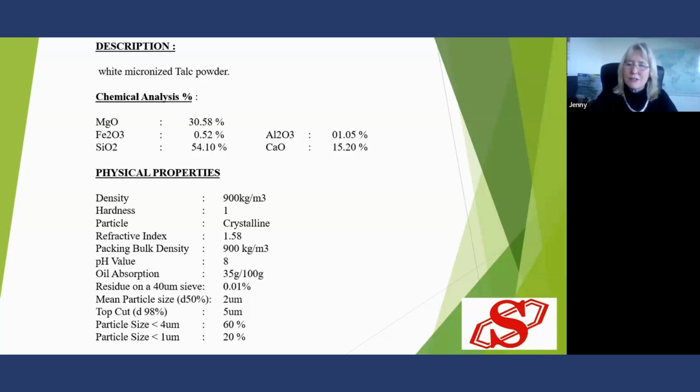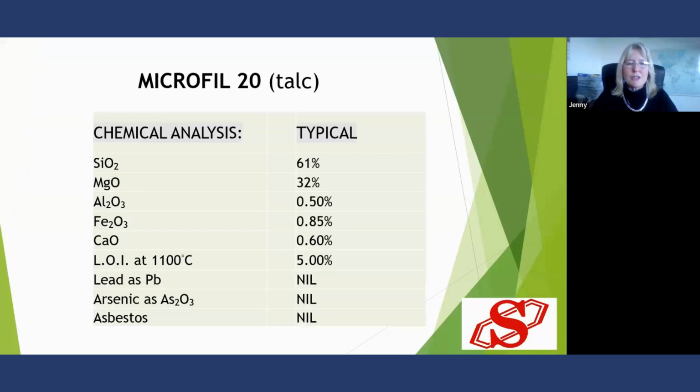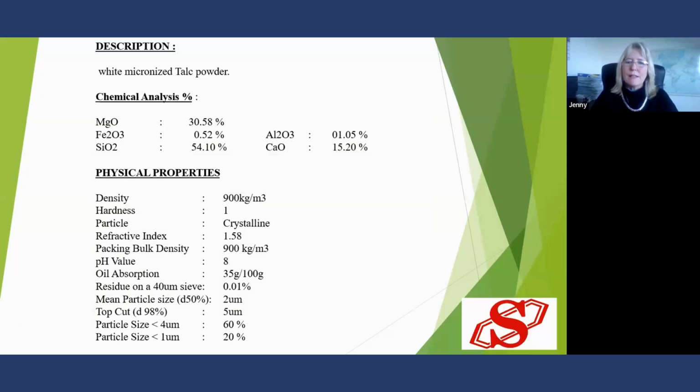If you get offered a very cheap talc, have a look at the data sheet, look for calcium oxide, and if it's 15%, then you know there's calcium carbonate in there. If I just scroll back to this talc, you can see it has a very low calcium oxide, less than 1%. So it hasn't got calcium carbonate added or as an impurity.